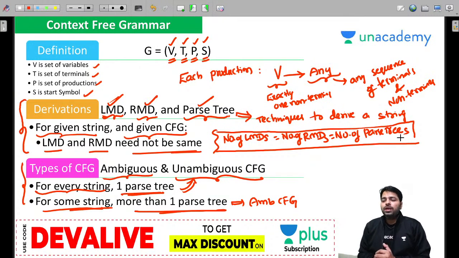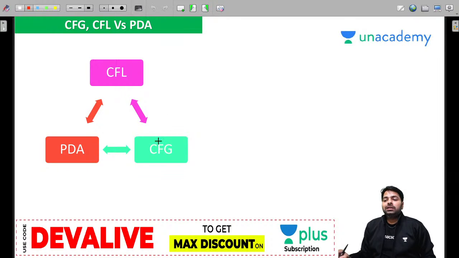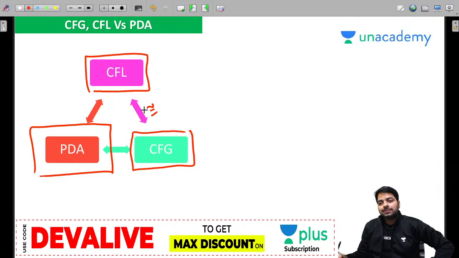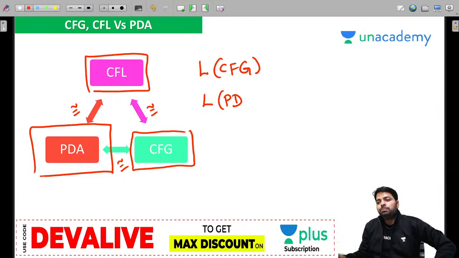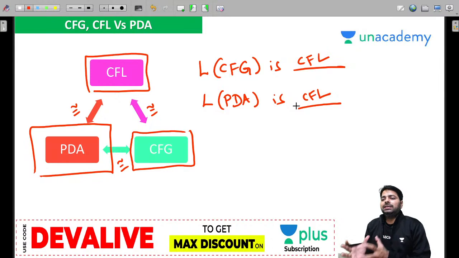Now I'm going to introduce the new concept, which is the relation between context-free grammar, context-free language and PDA. Yeah, they're all equivalent guys. They're all equivalent. Why guys? The language generated by CFG and the language accepted by the machine, push down automata, that we will see in coming classes, is actually a context-free language. Some context-free language, no need to be the same. Right, the language generated by CFG is a CFL, the language accepted by PDA is also a CFL.